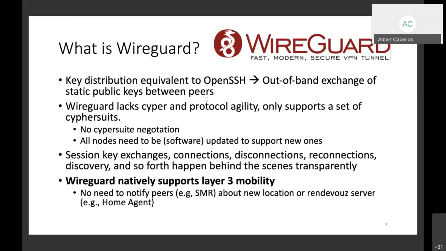As I was saying before, WireGuard does not have this traditional approach to cipher suites and protocol agility, meaning that WireGuard does not have to negotiate which is the appropriate security mechanism to use among the ones supported by the peers, but rather only supports a very small set of cipher suites. And if you want to change that, basically you need to do a software update on the WireGuard node. So it's more like a DevOps approach rather than a traditional security approach.